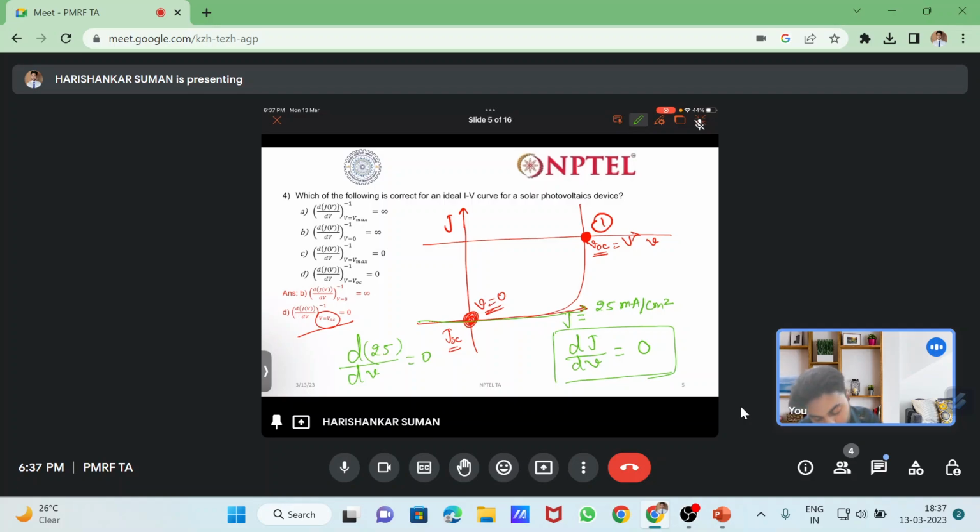Then take the inverse of this. This is at v equal to 0. Take the inverse, 1 upon 0, which is infinity. The inverse of this is infinity. So this is right. Please calculate like that.